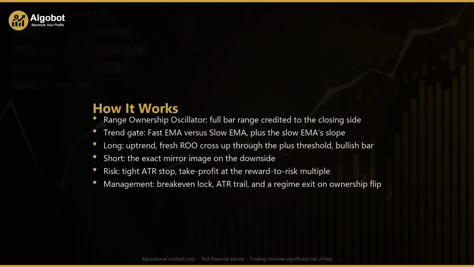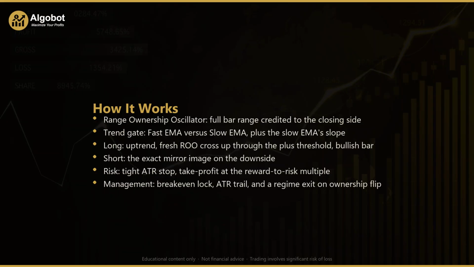Everything happens once per completed bar, so the strategy is patient and only acts on closed candles. First, the trend gate. The strategy calculates two exponential moving averages of the closing price, a fast one defaulting to 21 bars and a slow one defaulting to 55 bars. For an uptrend, it requires the fast average to sit above the slow average, and it also requires the slow average to be rising compared with the previous bar. For a downtrend, it wants the fast average below the slow average, with the slow average falling. If neither condition is true, the market is treated as directionless, and the strategy simply stands aside.